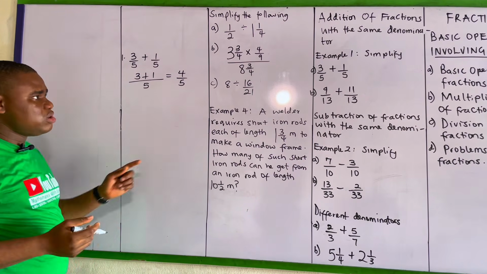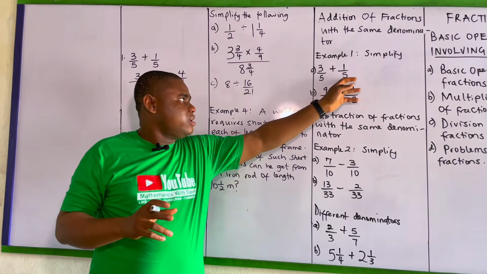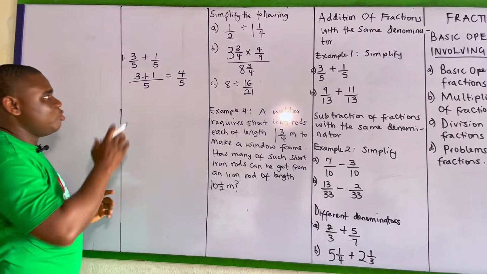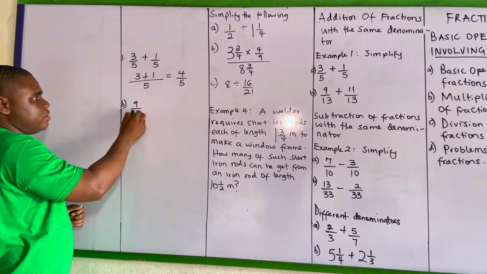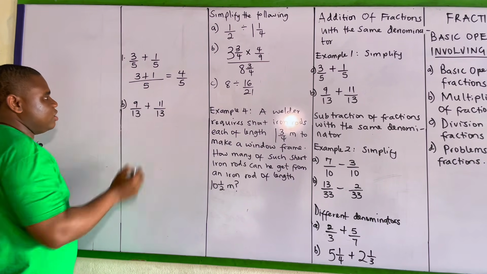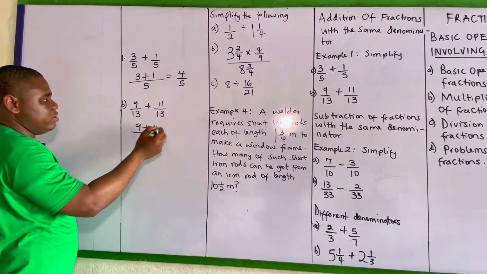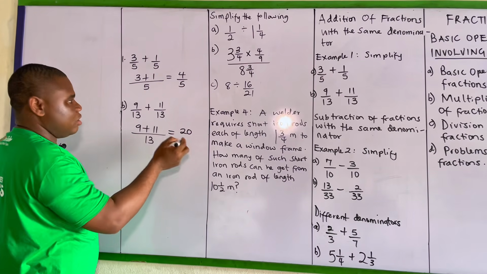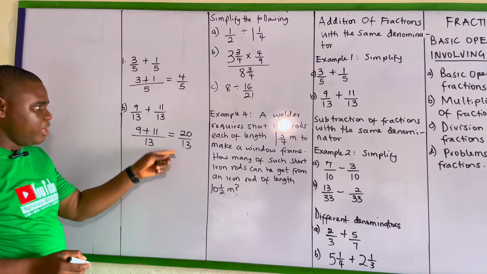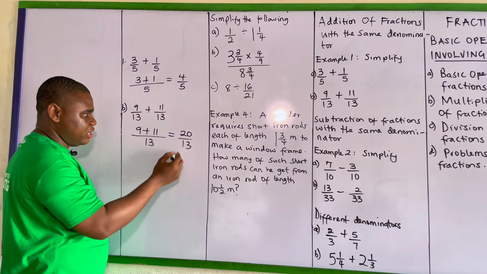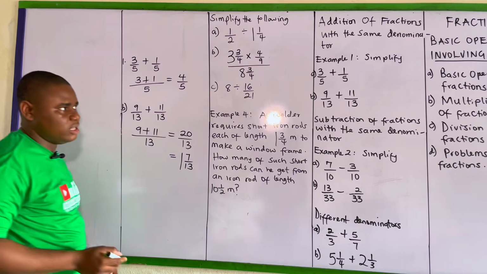In a shorter way, once you find that the denominators are the same, all you need to do is just add the numerators over the value of the denominator, and the answer will be the same as this. Now, let's try that in the second one. The second one says 9 over 13 plus 11 over 13. All I need to do is keep 13 and say 9 plus 11, which is 20 over 13. I can simplify this by converting it into a mixed number. So 13 goes into 20, that is 1 time, remainder 7, so 1 and 7 over 13. It's as simple as that.